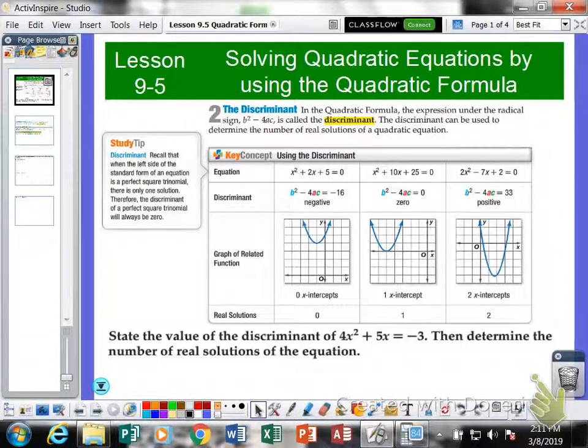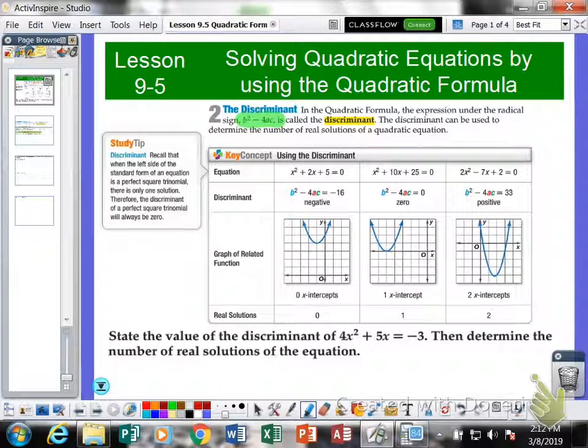In lesson 9.5, we're going to talk about solving quadratics using the quadratic formula. One of the things you should write on your formula sheet again is the discriminant, and that's that formula there, b squared minus 4ac. That discriminant will tell us the number of real solutions of a quadratic equation.